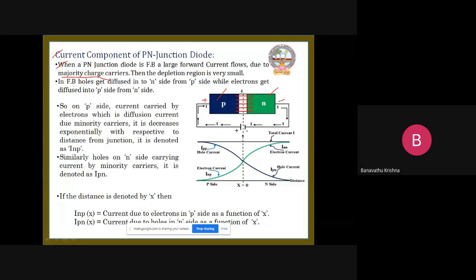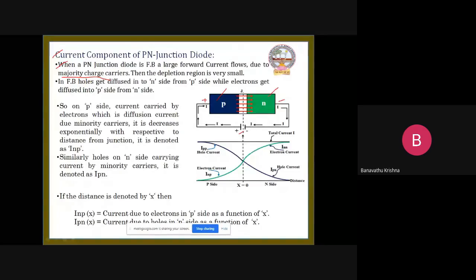So then the depletion region is very small. Why is the depletion region very small? Because of the forward bias condition. This is when the positive terminal is connected to the p-type area and the negative terminal is connected to the n-type area, then the diode is working in the forward bias condition.